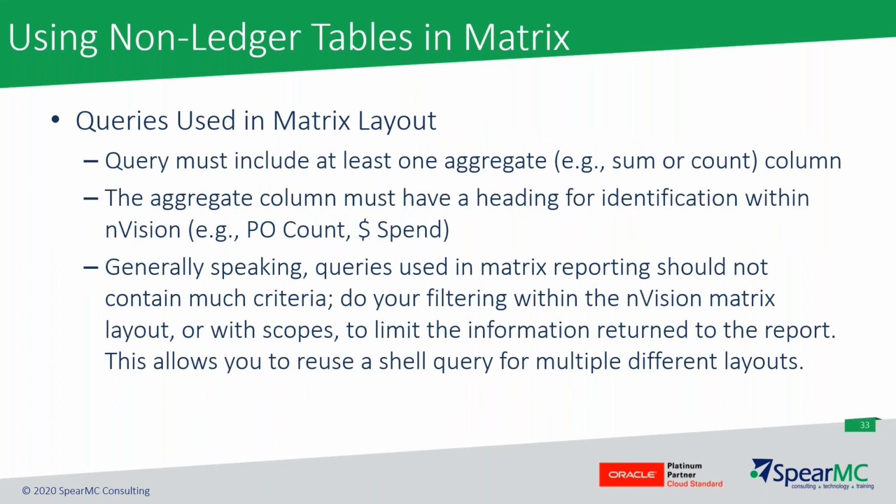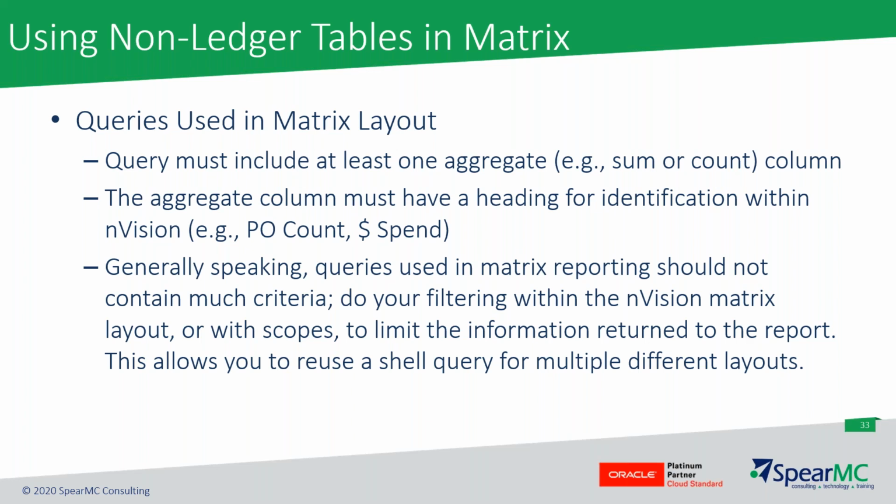The query is used in a matrix layout. The query must include at least one aggregate column, either a sum or a count. It can have more than one aggregate if you want. The aggregate column must have a heading. So when you're in nVision, you're pointing to that field via the heading. For example, the use case I'm going to walk through is pulling from the purchasing area, and I have a query that is feeding data on PO counts and the PO amount spent.